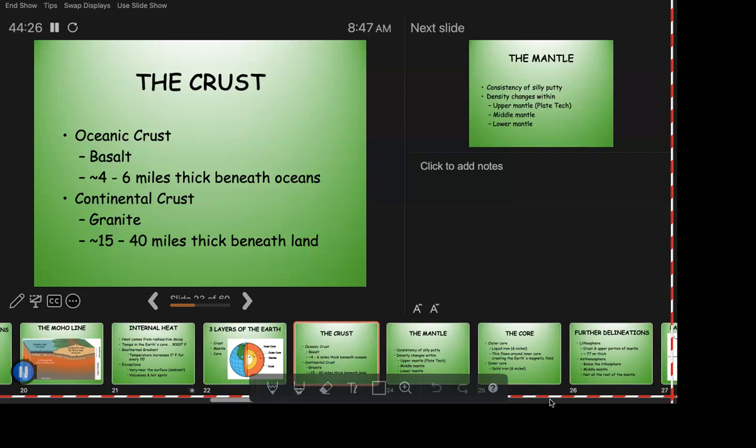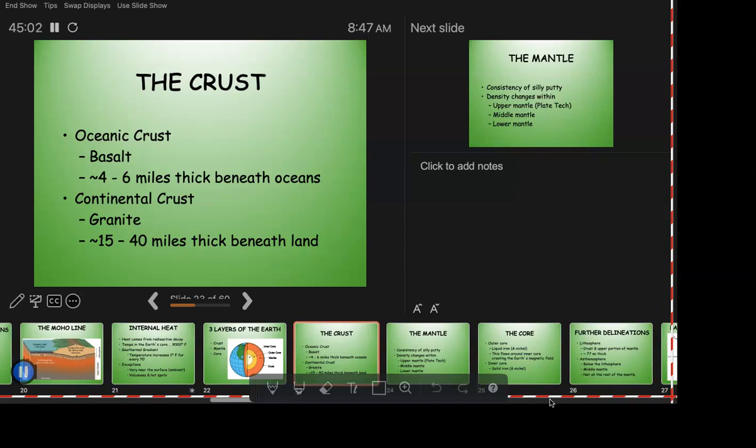So the ocean crust is different than the continental crust. These words probably don't mean anything to you yet, but they will soon. These are two types of igneous rocks that we'll study at some point. Whether you're in earth science or geology, you're going to hear these words. So oceanic crust is made out of something called basalt. It's a dark black rock, and it was at some point in time lava. The continent is made out of something called granite.